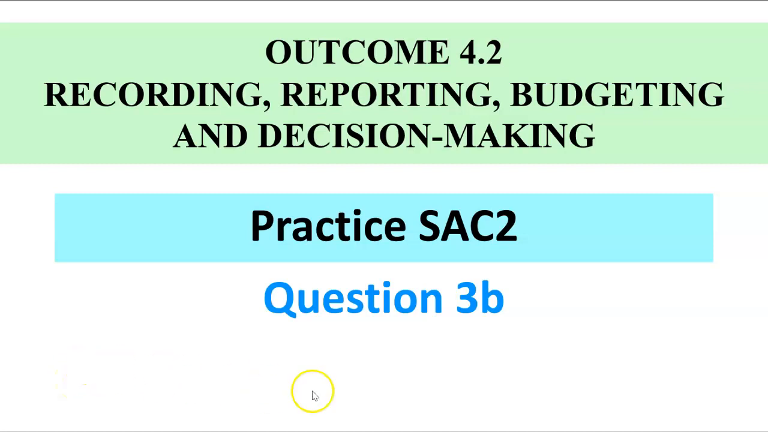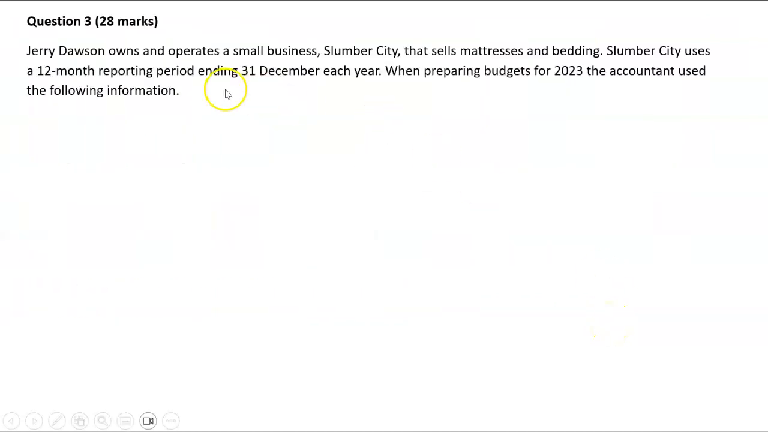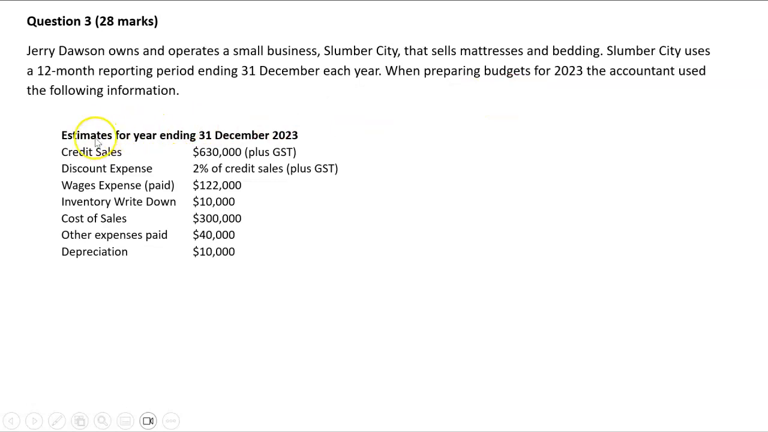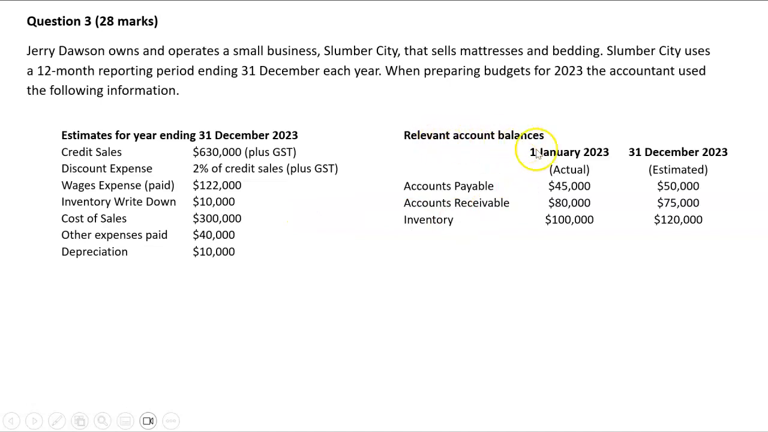Question B requires us to reconstruct the accounts receivable account, and this is all the information we've got. So we've got a business here, Slumber City, and they're preparing a 12-month budget for 2023. So these are all estimates for the year ending 2023 of things that we think will happen. And then we've got some account balances, the actual balances at the beginning of 2023 and some estimated balances at the end.